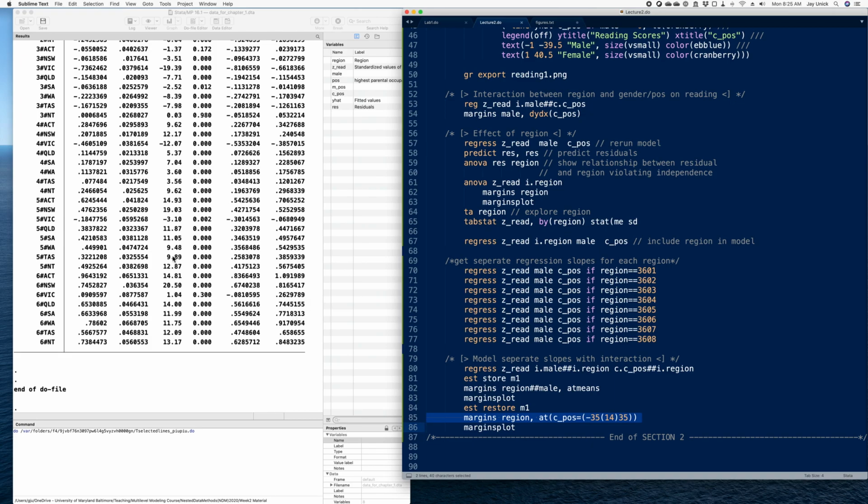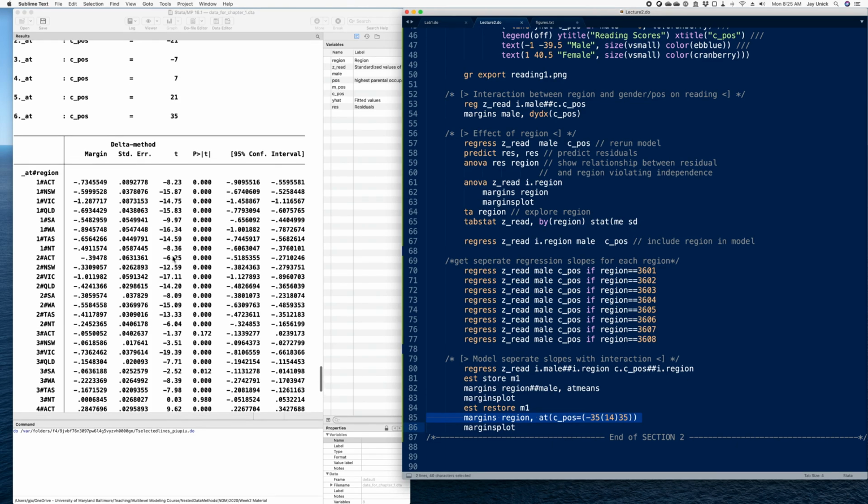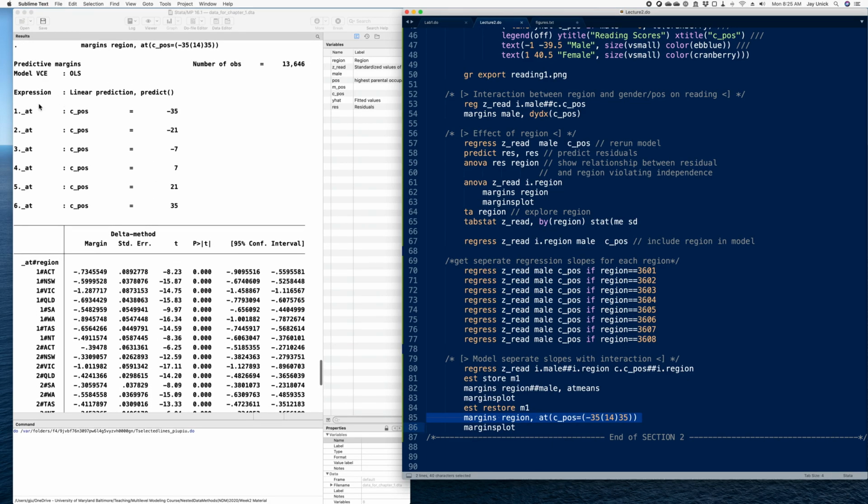All right. So here we have, and we can see, right? So CPOS at 1 is negative 35. 6 is 35. So we've got the scores, the value of CPOS at negative 35, which would be a very low socioeconomic status job for a parent.